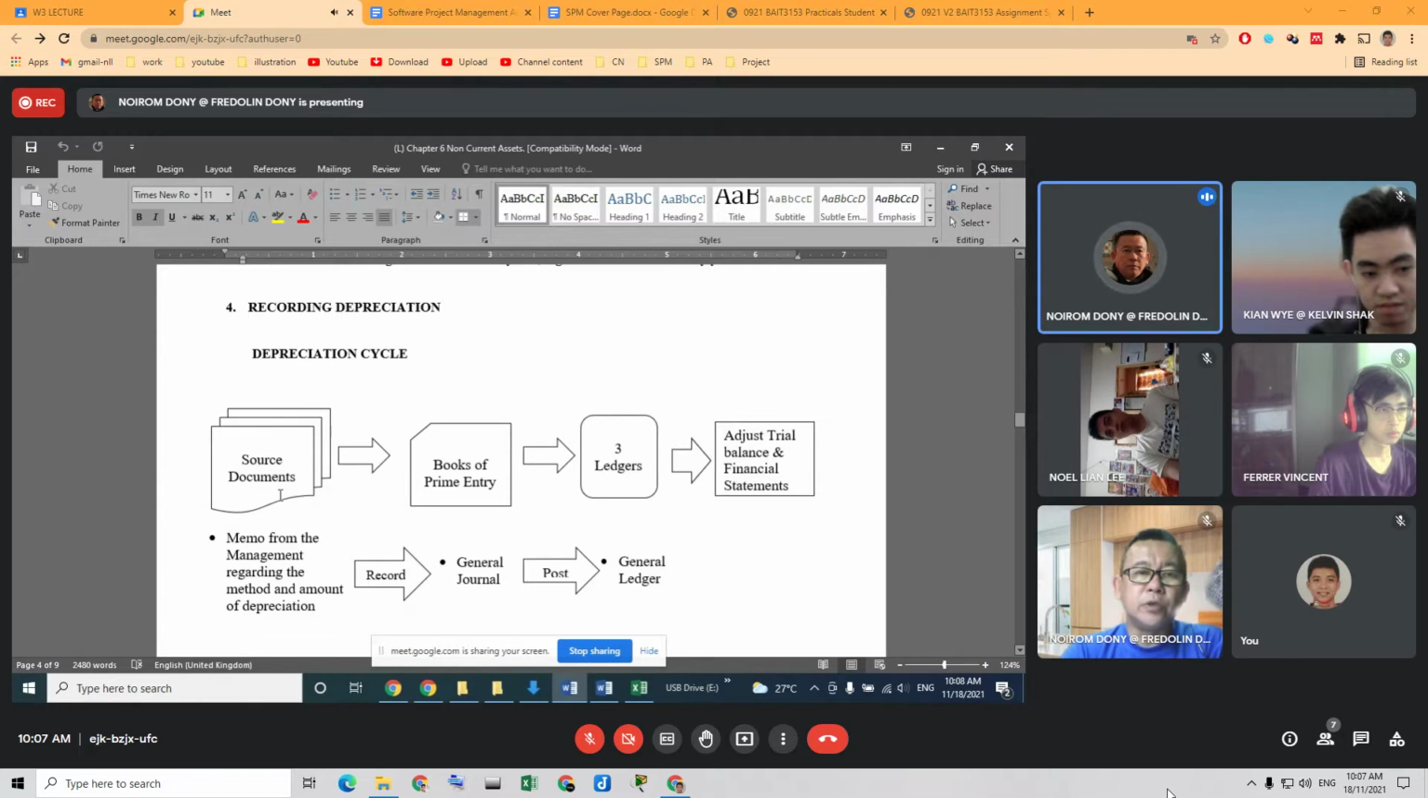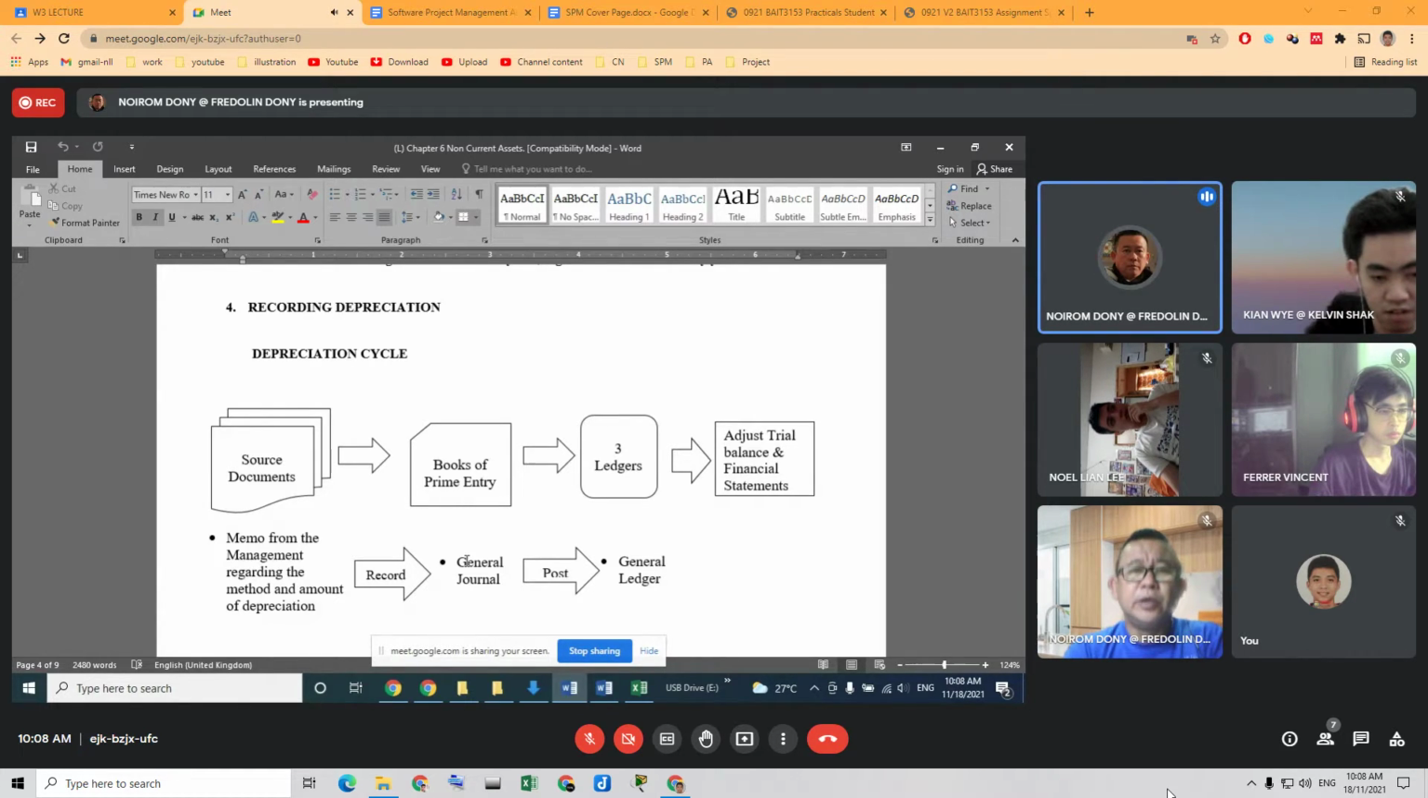And then from the source document, of course, the prime entry. Because it's not cash, not sales, not purchases, it doesn't go to any of the six. It's not the cash book, not the petty cash book. But it still has to be recorded in the prime entry. So what is the prime entry? The general journal. That's how you decide. If the transaction cannot fit in any of the six prime entries, then you put it into the general journal, because the general journal can fit anything.